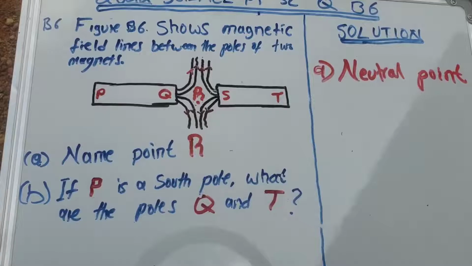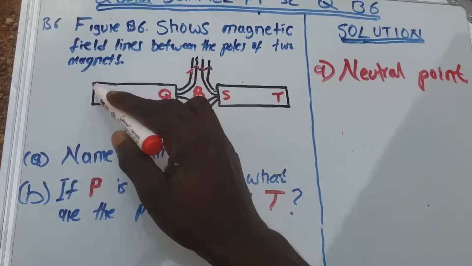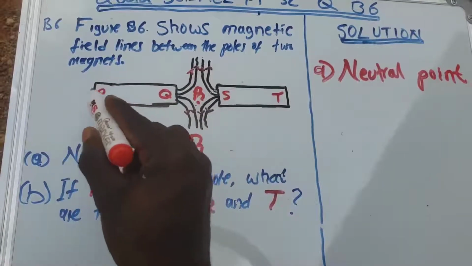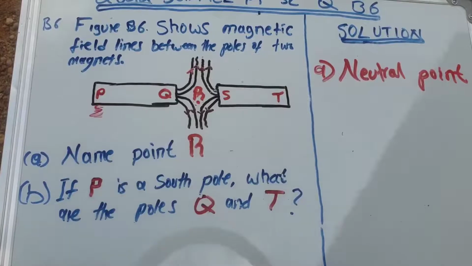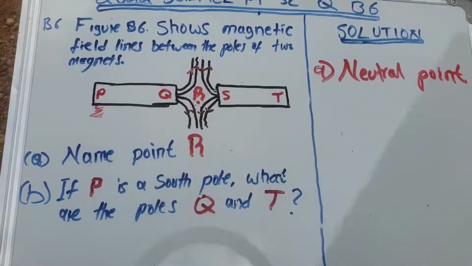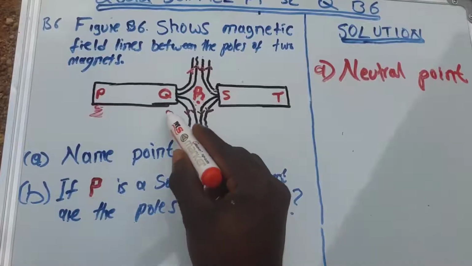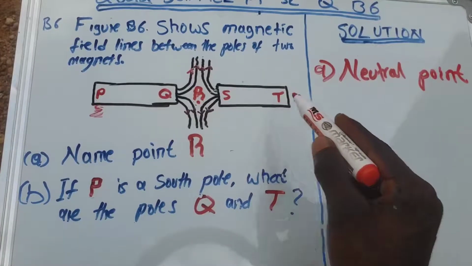Okay, question B. We've been told that if P is a south pole, what are the poles Q and T? So where is P? We have P here. If this is a south pole, so we have a south pole here. Then the question reads, what are the poles Q and T?